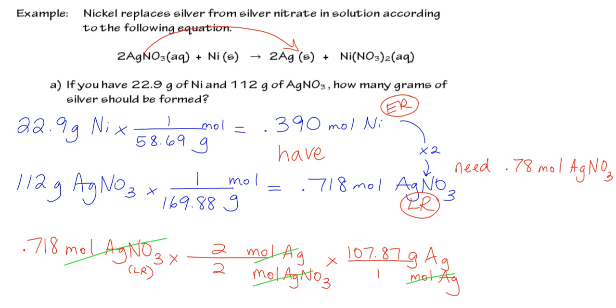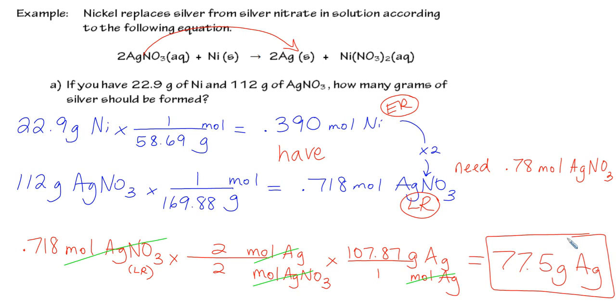See, these aren't so bad. You do have to switch your original amounts from grams to moles, but then just do a little inspection. Look at the mole ratio from the equation. Look at what you have. Sometimes it doesn't require some fancy calculation. You can kind of just do it by inspection. Okay, 77.5 grams of silver formed. Cool, done. That wasn't so bad.